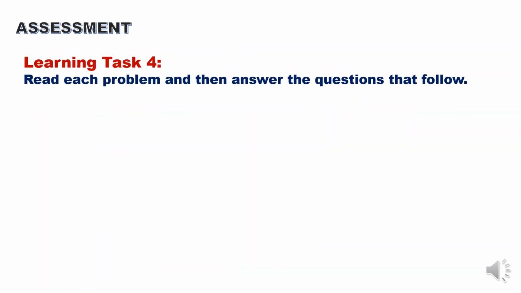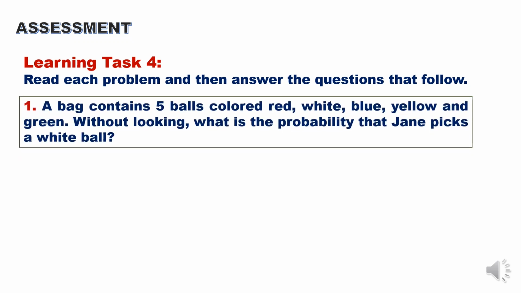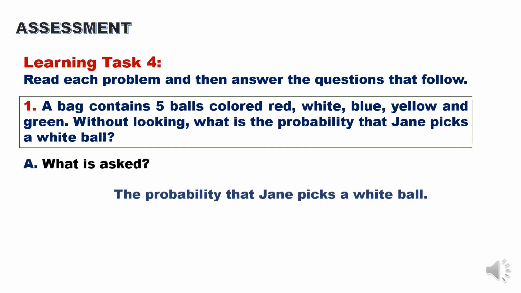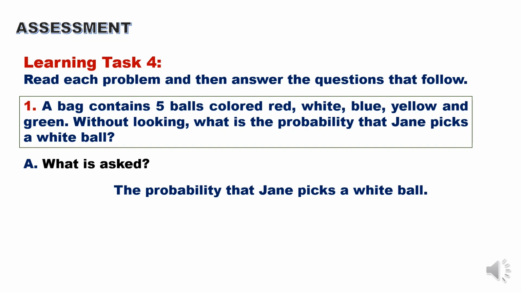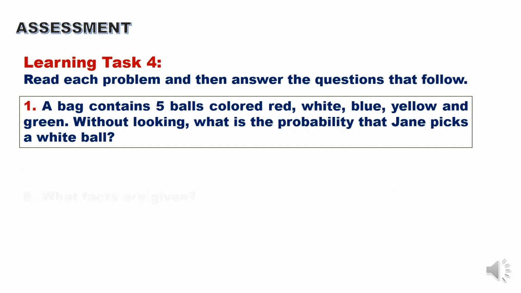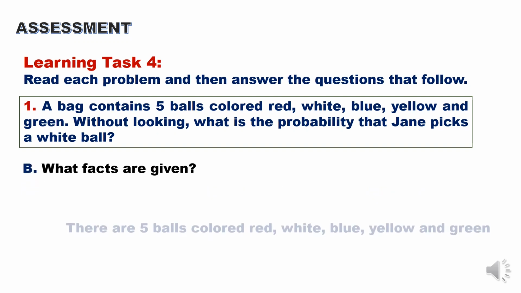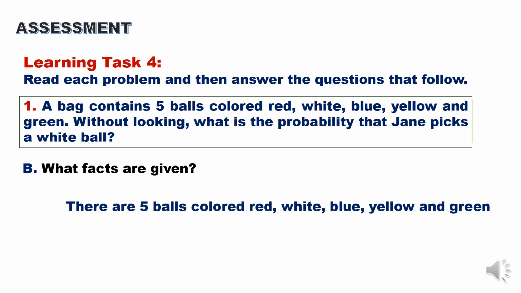This is learning task 4. Read each problem, then answer the questions that follow. Number 1. A bag contains 5 balls, colored red, white, blue, yellow, and green. Without looking, what is the probability that Jane picks a white ball? What is asked? The probability that Jane picks a white ball. What facts are given? There are 5 balls colored red, white, blue, yellow, and green.